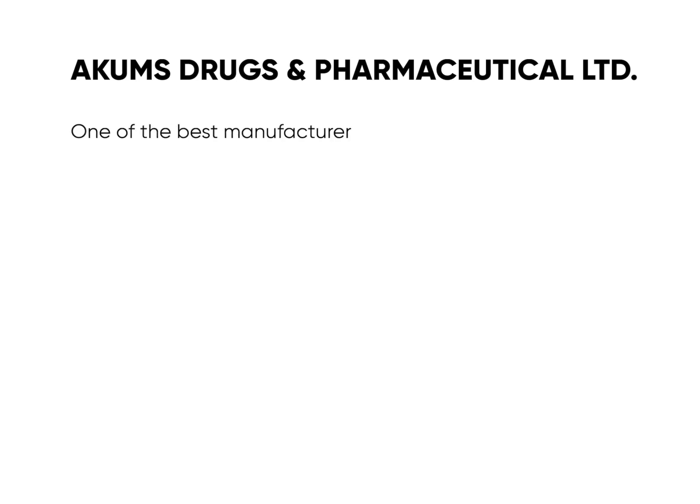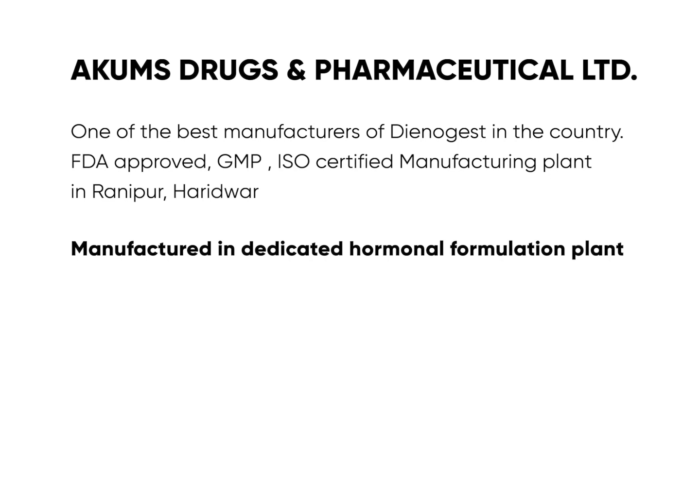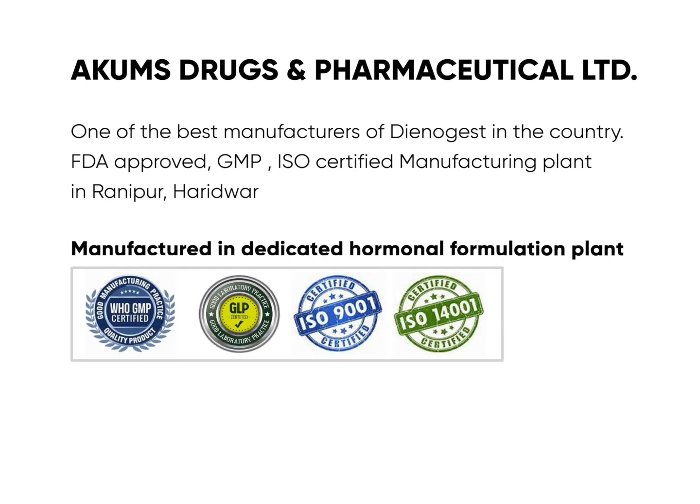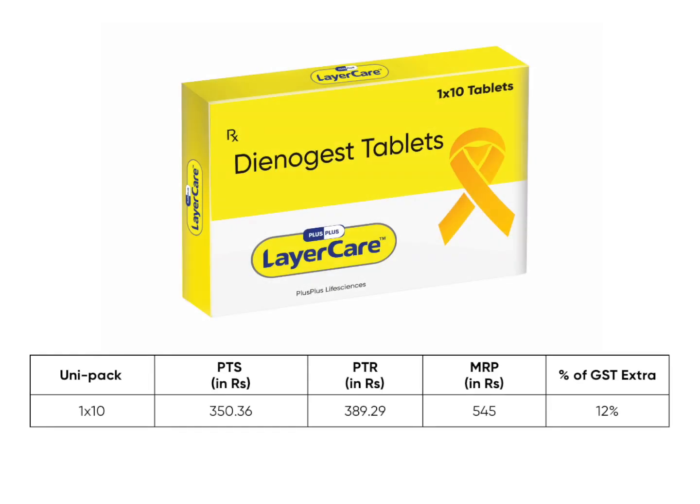Manufacturing. LayerCare is manufactured by Akums Drugs and Pharmaceutical Limited. They are one of the best manufacturers of Dienogest in the country. Their manufacturing unit is dedicated for hormonal formulation. It is WHO GMP certified, GLP certified, and ISO certified. Thus, LayerCare gives the promise of highest quality and efficacy. It has 1 year and 11 months expiry. Cost of LayerCare. See this table for PTS, PTR, and MRP of LayerCare.